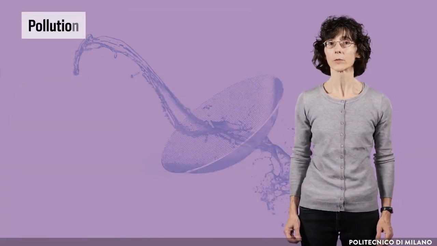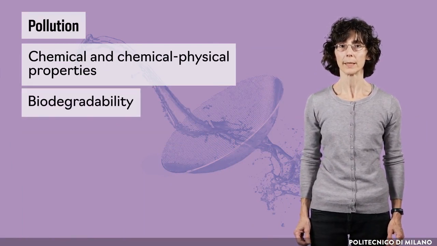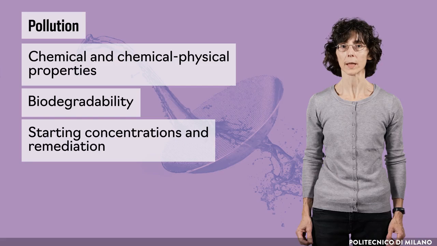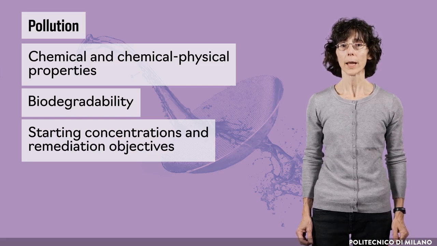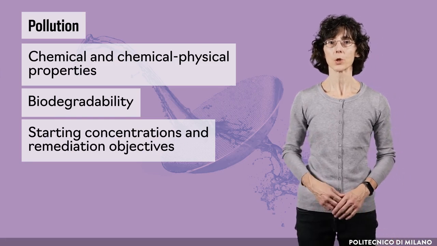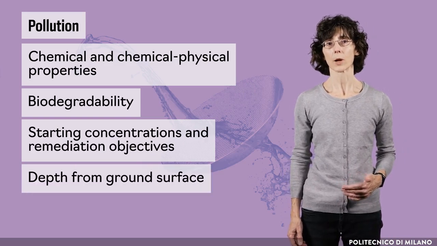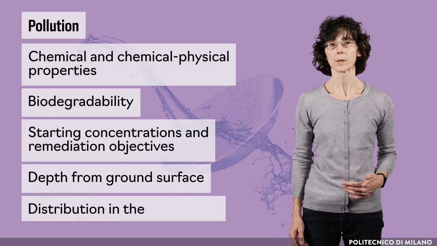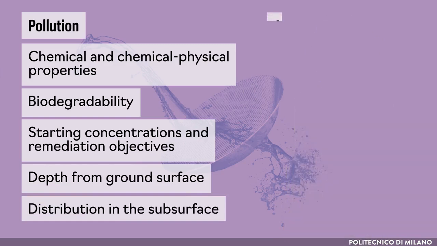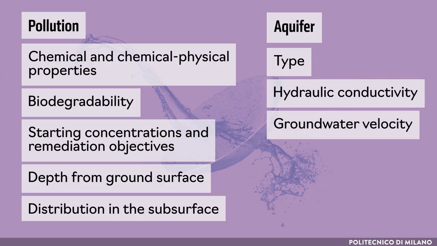Among the characteristics of the pollutants, the chemical and chemical-physical properties, the biodegradability, as well as the starting concentrations and the objective of the remediation, place constraints on which mechanisms can in principle be used. The position where the contamination is located is also important, such as the depth from ground surface and more generally its distribution in the subsurface. As for the aquifer, the type of hydrogeological structure, its hydraulic conductivity, and groundwater velocity are usually of great importance.